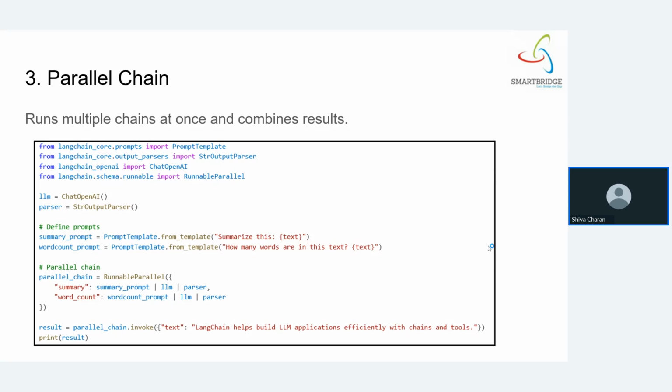So what are all the libraries which are required? Initially from LangChain core, we need to import the prompts, the prompt template, and the parsers. As usual, we need the LLM, right? So here in this particular slide, for demo purposes, it was ChatGPT, which is ChatOpenAI. And also from the LangChain schema runnable, we are importing RunnableParallel. RunnableParallel is the library which will help us run this parallel chain.